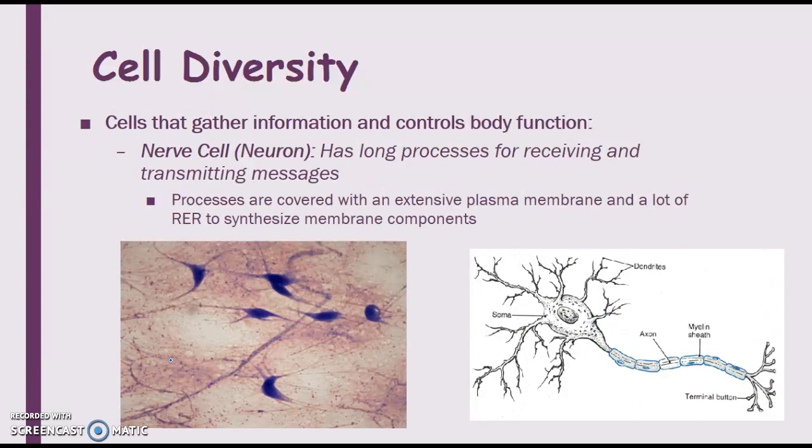Neurons, or nerve cells. So neurons are the type of cell found in your nervous system. So they're going to be really important for gathering information, transmitting messages, and controlling the things that are going on in your body. They have a very, very large plasma membrane. So they have to have a lot of rough endoplasmic reticulum to synthesize all of the membranes, all the proteins on the membranes.